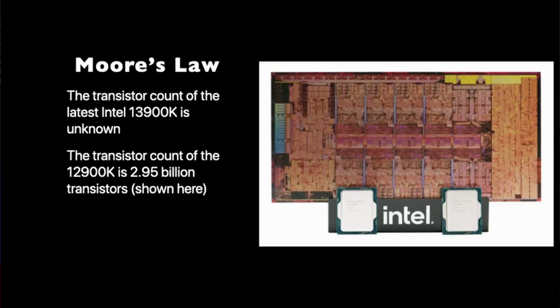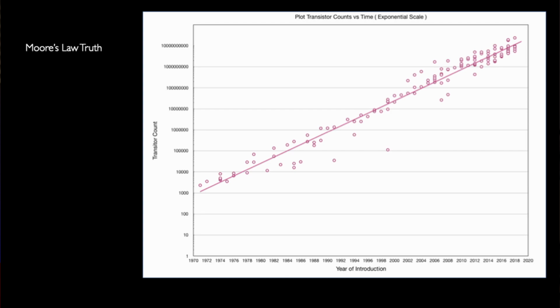The current announcement of the Intel 13th gen chips, let's look at the flagship, which is the 13900K. We don't know how many transistors are on it. I mean, Intel hasn't released that information yet. But we do know what they are for the 12900K. And the count of transistors on that flagship of the previous generation is 2.95 billion transistors. So, quite a few. And we can see that Moore's Law has pretty much tracked all the way up to 2020 and it's been fairly close to doubling about once every 2 years.